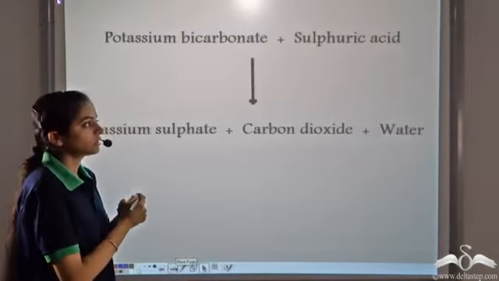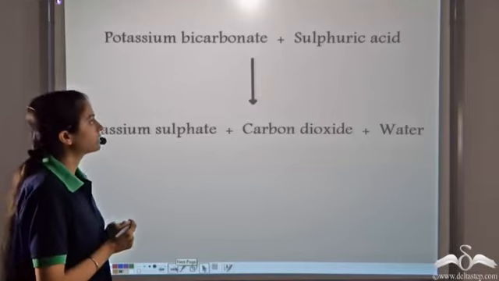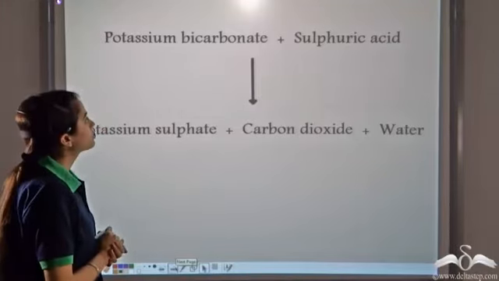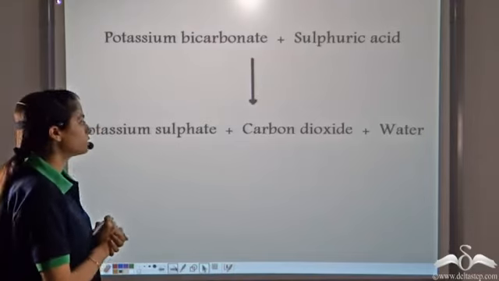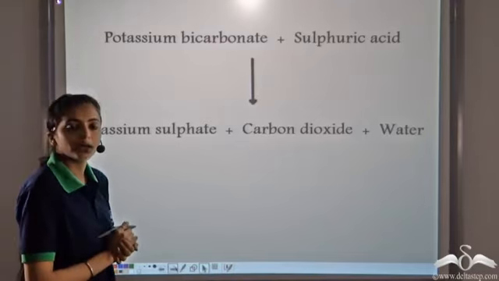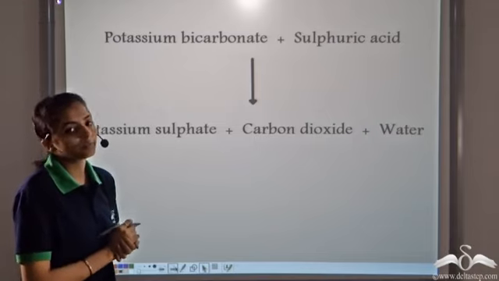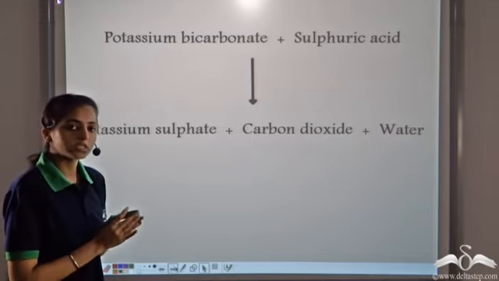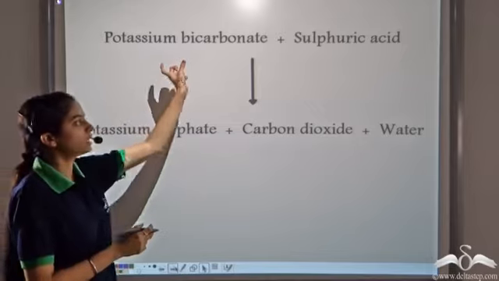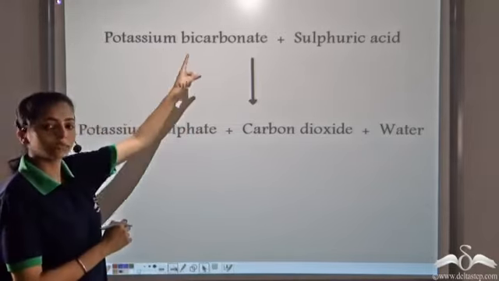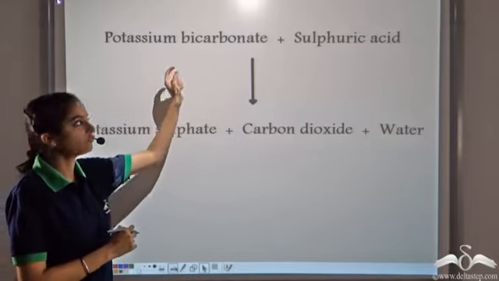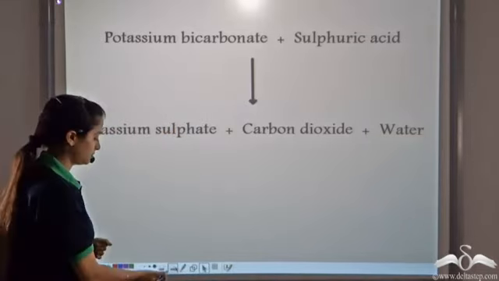If we are given a chemical equation in this form, that is, we are given the names: potassium bicarbonate reacts with sulfuric acid to give potassium sulfate, carbon dioxide, and water. We have to balance this equation. So first of all, we have to write the formulae of all these species. We start with potassium bicarbonate. Let's try to write its formula.